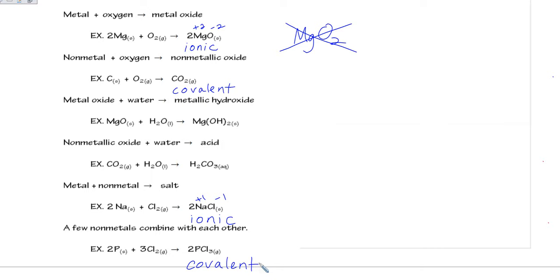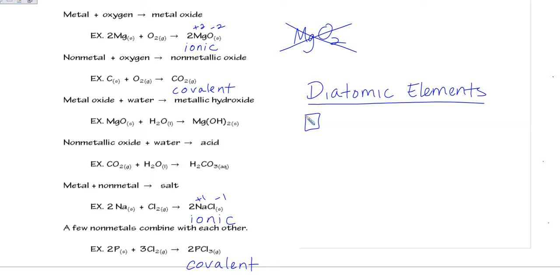Another thing that we should make note of are these diatomic elements. And they kind of form a pattern on the periodic table. We've got hydrogen, and then over in the nonmetal area, we'll have nitrogen, oxygen, and all the halogens, fluorine, chlorine, bromine, iodine, and astatine. When these guys are in their elemental form, the formula needs to be diatomic.